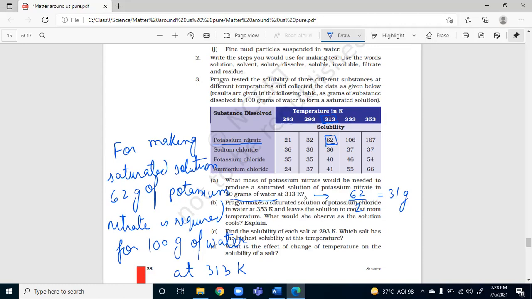So please write the answer, then we will proceed to the B part. So if for 100 gram of water, 62 gram of potassium nitrate is required at 313 Kelvin, then for 50 gram at 313 Kelvin, 31 gram of potassium nitrate would be needed. So you just need to half the quantity.